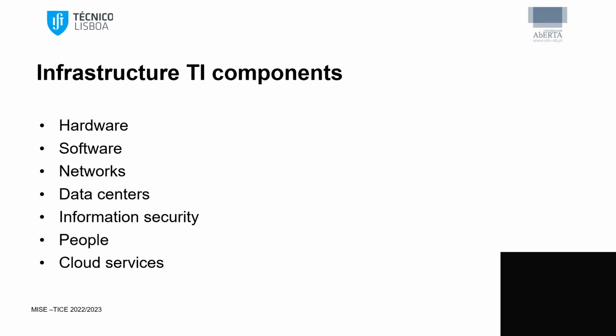Information security includes policies, procedures, and technologies used to protect confidential information and ensure user privacy. People includes IT professionals responsible for managing and supporting the IT infrastructure. Cloud services include infrastructure, platform, and software as a service offered by cloud providers to support cloud computing.